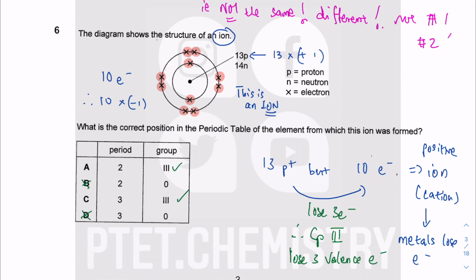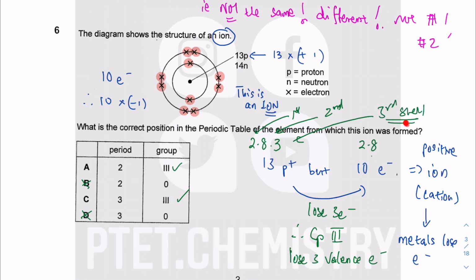To go from here to here, you lose 3 electrons. Now you have 2 outer shells. This is 2.8. Previously, you have 2.8.3. This is the first shell. This is the second shell. This is the third shell.